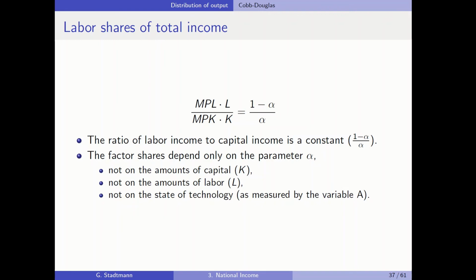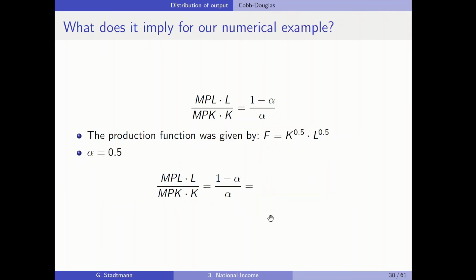Until now, we talked about this relationship in a theoretical setting. Let's have a look at our numerical example. In our numerical example, we work with the following production function. F is equal to k to the power of 0.5 times L to the power of 0.5. So alpha was equal to 0.5.